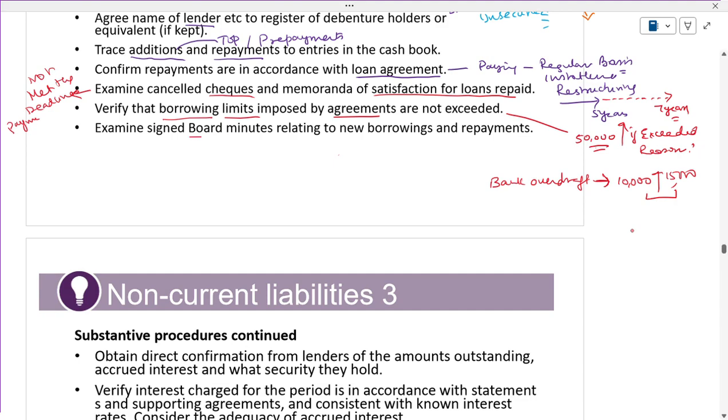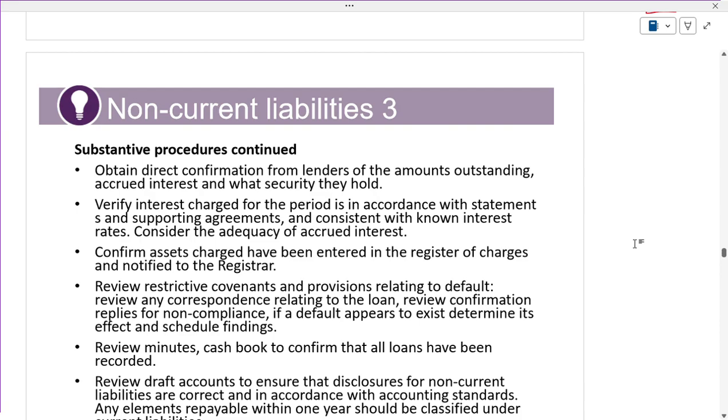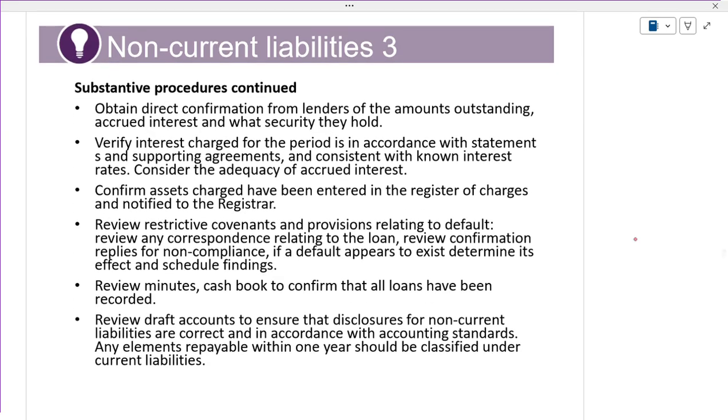Examine signed board meetings related to any new borrowings. It has to be passed by resolution of the board of directors for any new borrowings. Always keep it in mind, you should get a direct confirmation from the lenders. It is the external confirmation.